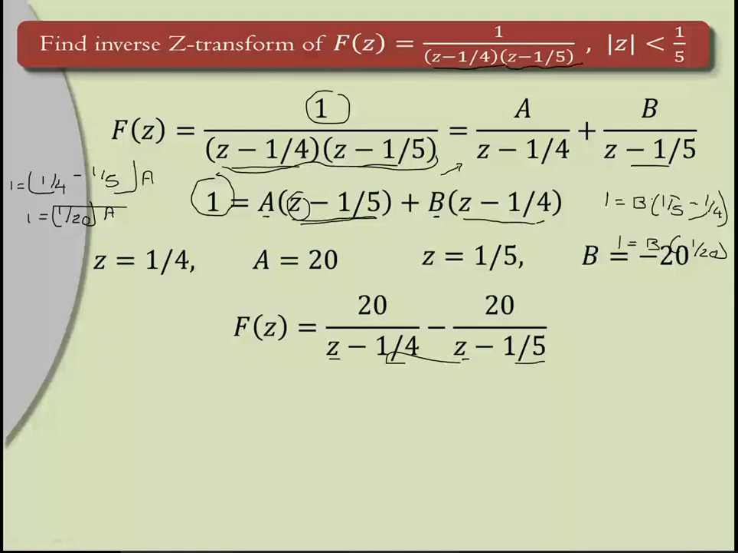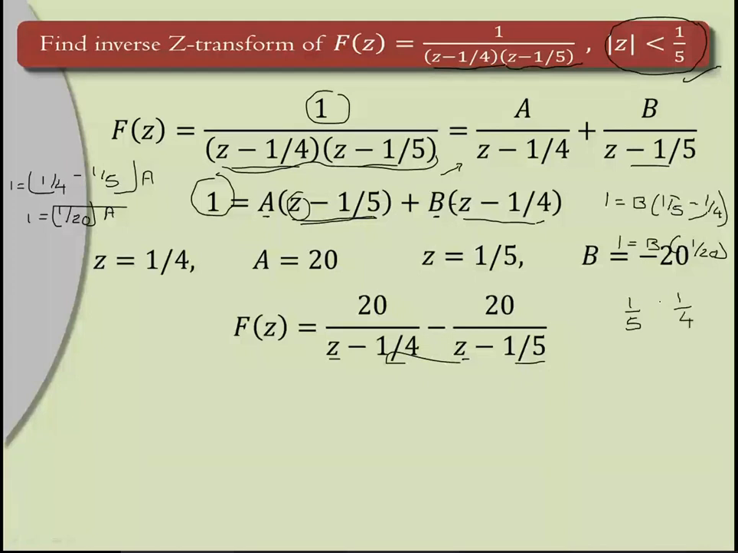Now what do we have? We have this mod z less than 1 by 5. So the relation between z and 1 by 5 we know. But the relation between z and 1 by 4 we don't know. So to get the relation between these two, make use of this given relation. Now firstly check what is the relation between 1 by 5 and 1 by 4.